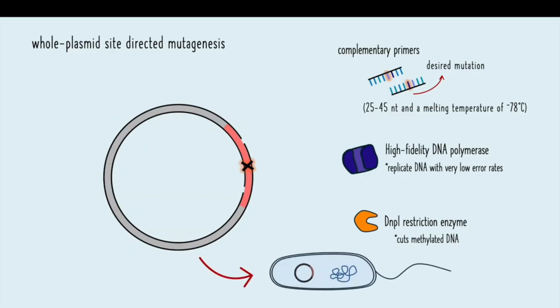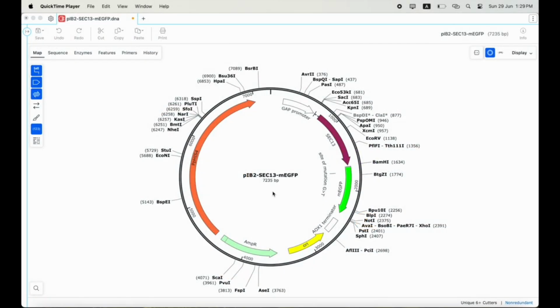Once ready, the PCR product is ready to transform into competent cells. However, when you transform this into the E. coli competent cell, the bacteria's repair enzymes repair these nicks and create the whole plasmid.